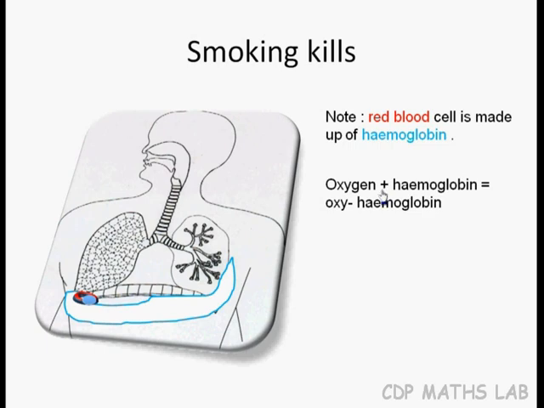Good. Now, what is it about this hemoglobin? Oxygen is attracted to the hemoglobin. So when oxygen is added to hemoglobin, it is equal to oxyhemoglobin. So what we have right here, the hemoglobin inside the red blood cell with the oxygen, forms oxyhemoglobin.